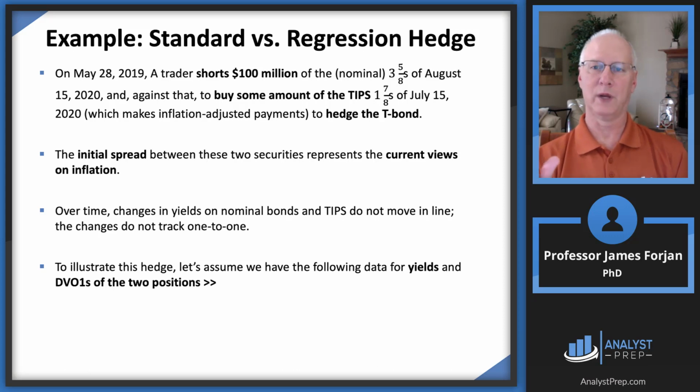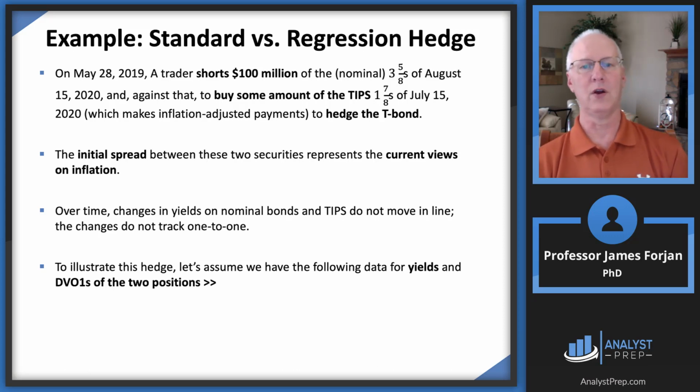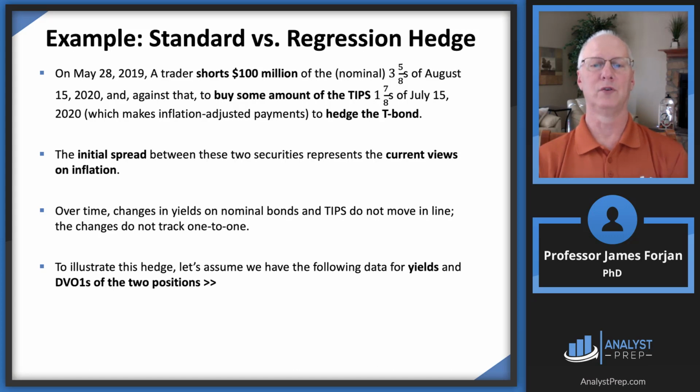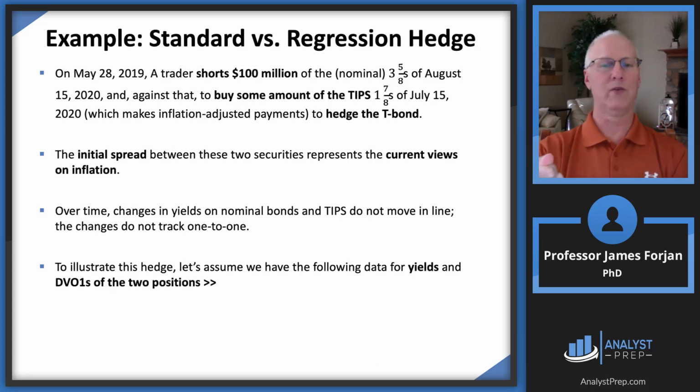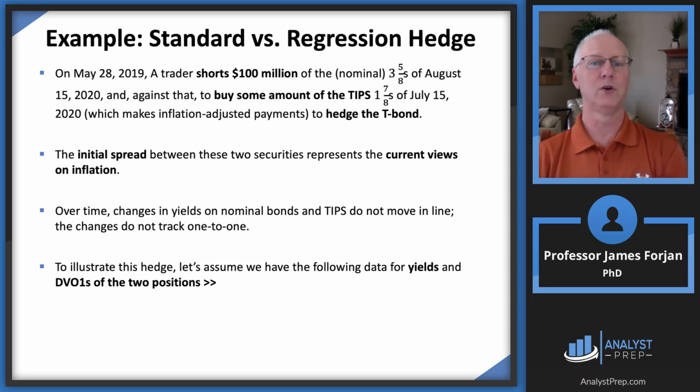And that spread between the nominal and the real securities is going to reflect current views on inflation. So what we're trying to say is, look, here we've got this investment. We want to lock in a future value, and we don't really want to worry about interest rate risk, but we might want to be exposed to rates of inflation. Notice what I have in that third bullet point. Over time, changes in yields on nominal bonds and the TIPS do not move in line. The changes do not track one-to-one. So that should make perfect sense given the context of our corn example.